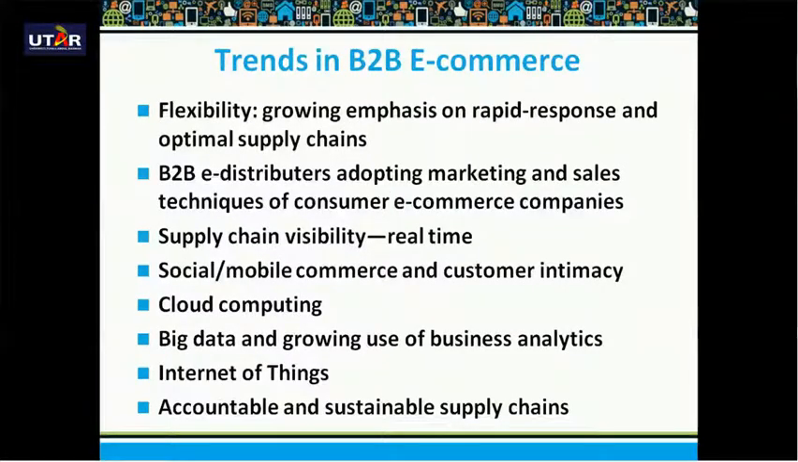The trends in B2B E-commerce: flexibility, a growing emphasis on rapid response and optimal supply chains. B2B e-distributors adopt the marketing and sales techniques of consumer e-commerce companies. Supply chain visibility is in real time. Of course, it's supported by social and mobile e-commerce to form customer intimacy, and by cloud computing, big data, broad use of business analytics, some of the Internet of Things (IoT), and accountable and sustainable supply chains.